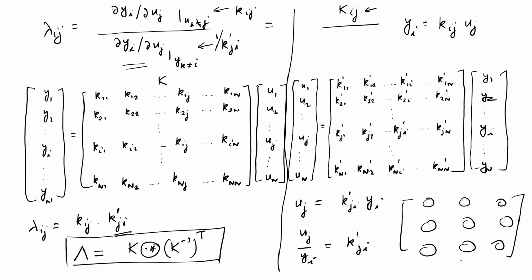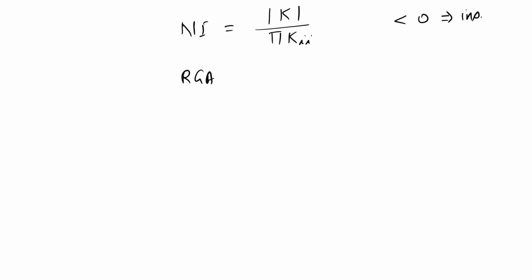Okay, so I think that's enough for this lecture. What we have done is looked at the Niederlinsky index and the relative gain array. Niederlinsky index is obtained as determinant of k for the particular suggested pairing divided by product of the diagonal elements for that pairing, and if this is less than 0 implies guaranteed instability or integral instability. You could still control using that pairing with a P controller, and then you're not wanting all of the y's to return to set point, and then you're just fine.